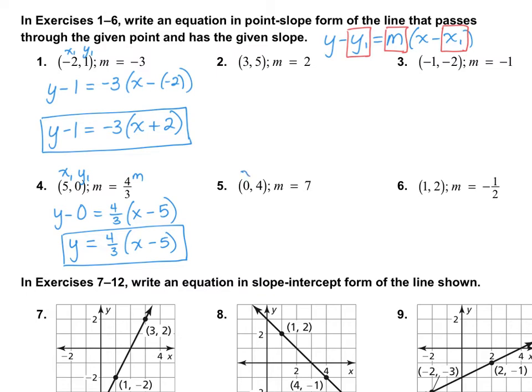Okay, number 5, this is my x1, this is my y1, and this is my m. So y minus my y1 is 4 equals m, x minus x1. So now I can simplify because I have a 0 here. So this is y minus 4 equals 7, and then x, I guess you could put in parentheses, but you don't really even need that. But I don't need to put my 0 here, so I'm just going to change it to 7x. And then this is my simplified version of the point slope form for number 5.